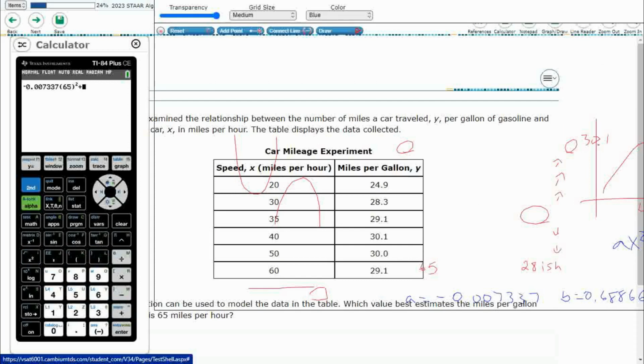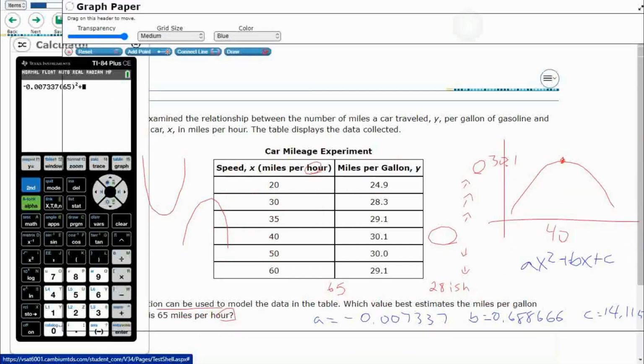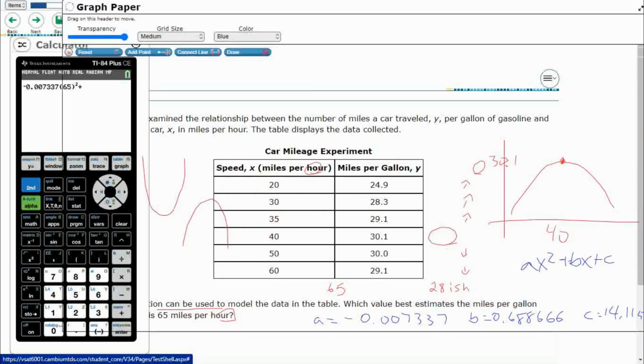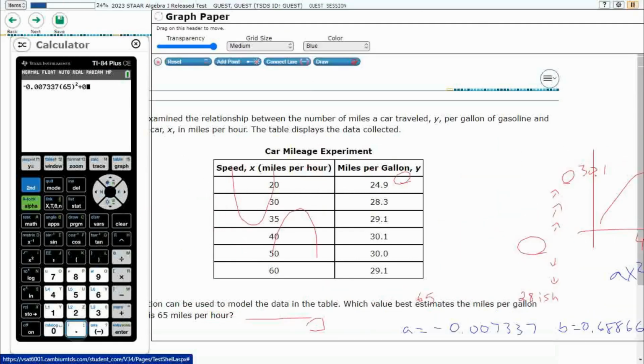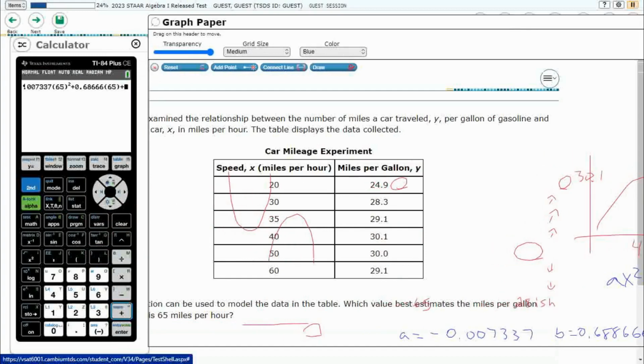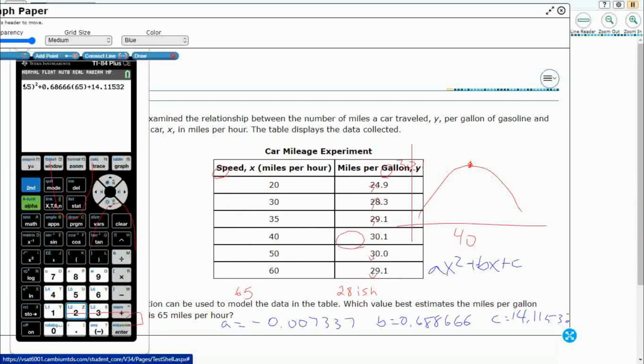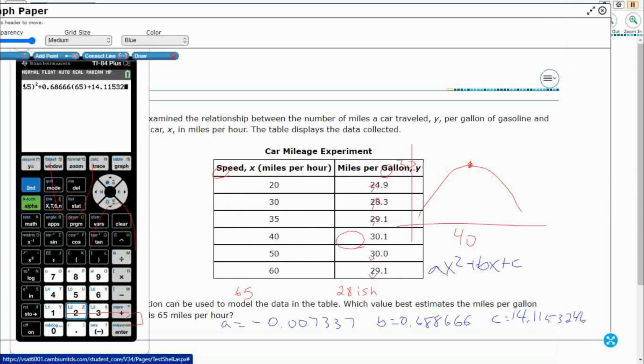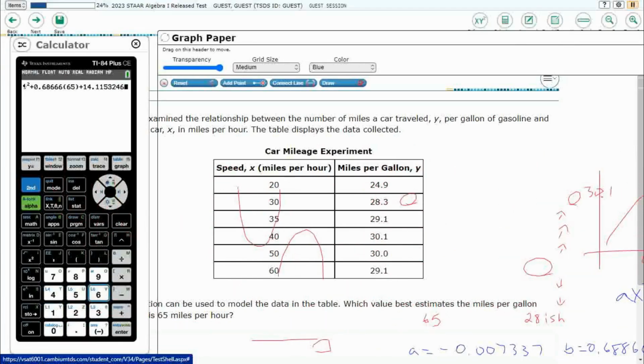right, my b is going to be that 0.68666, and that's bx, right? So times x times my 65, plus, and then whatever that long c is, 14.11532. There might have been a little bit more after that. 46. Okay. 46. Let's calculate.